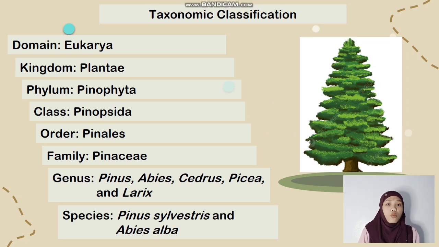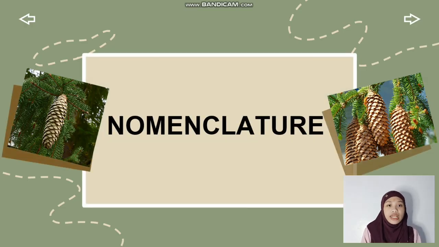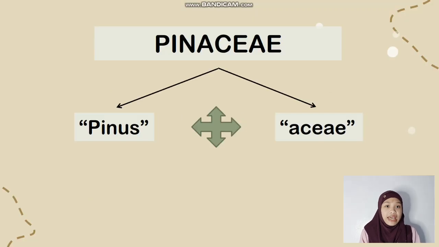Species. Some well-known species from these genera are Pinus sylvestris or Scots pine, a common type of pine, and Abies alba or silver fir, a type of fir tree found in Europe. These species are important for their wood, resin, and ecological roles. So let's proceed to the nomenclature. The name Pinaceae is derived from the type genus that we call Pinus.